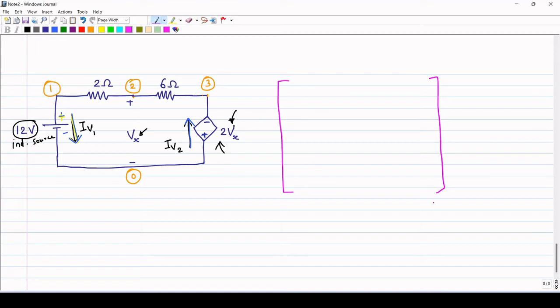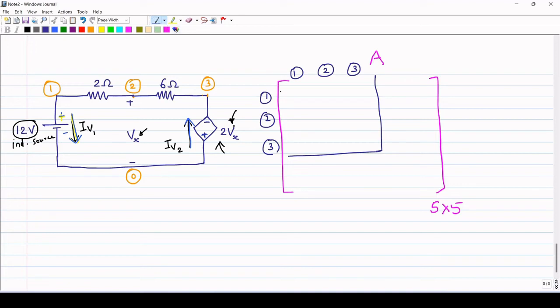So it is a 5 by 5 matrix. A matrix is a 5 by 5 matrix. Within that, we have a 3 by 3 part corresponding to our G matrix. So G matrix will have 3 columns and 3 rows. So what are the entries? First diagonal entry will be sum of reciprocals of resistances connected to node 1. That is simply 1 by 2 because only 2 ohm is connected to node 1.